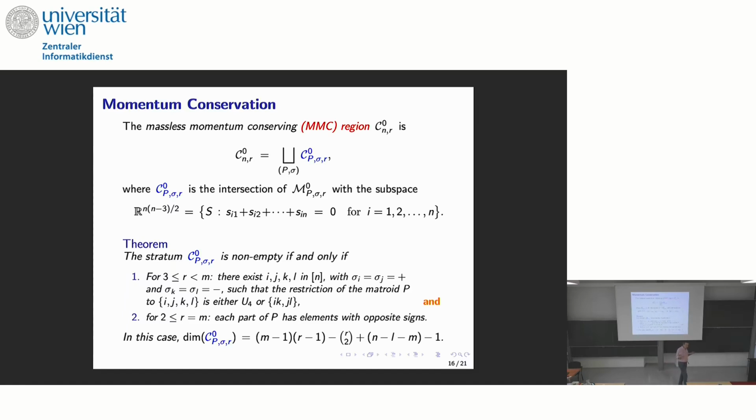So this 1 and 2 gives a complicated but precise combinatorial condition for when there's a Mandelstam region with mass conservation that has the given rank and the given sign pattern. If this is the case, then this is the dimension. There's again a formula, and R is the rank, n is the number of particles, I is the number of guys that got eliminated, loops, and m is the number of blocks in the sign matroid. So this is exactly the same thing in the presence of momentum conservation.